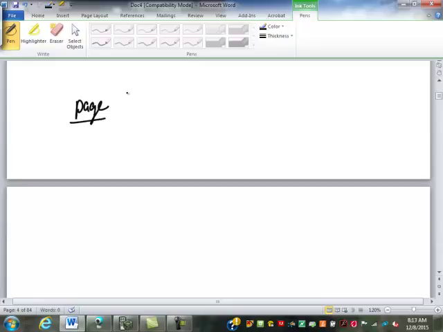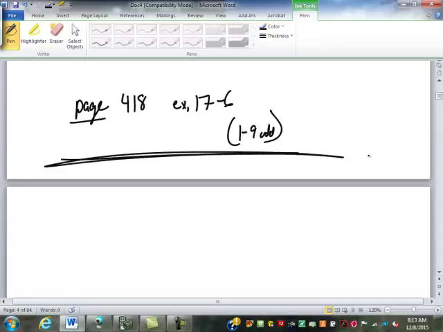Yeah. We're not going over the Y? What? You want to go over the Y matrix? Because we're running short of time, I wanted to give you a couple minutes of work time here. On page 418, it's exercise 17-6. Solve each of those systems, 1 through 9, the odds, using determinants and Cramer's Rule.